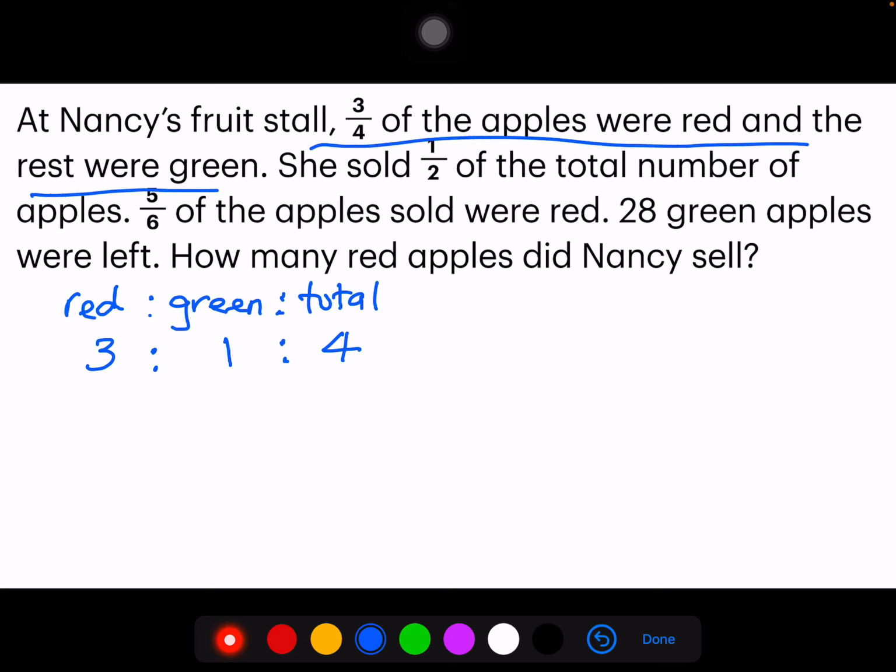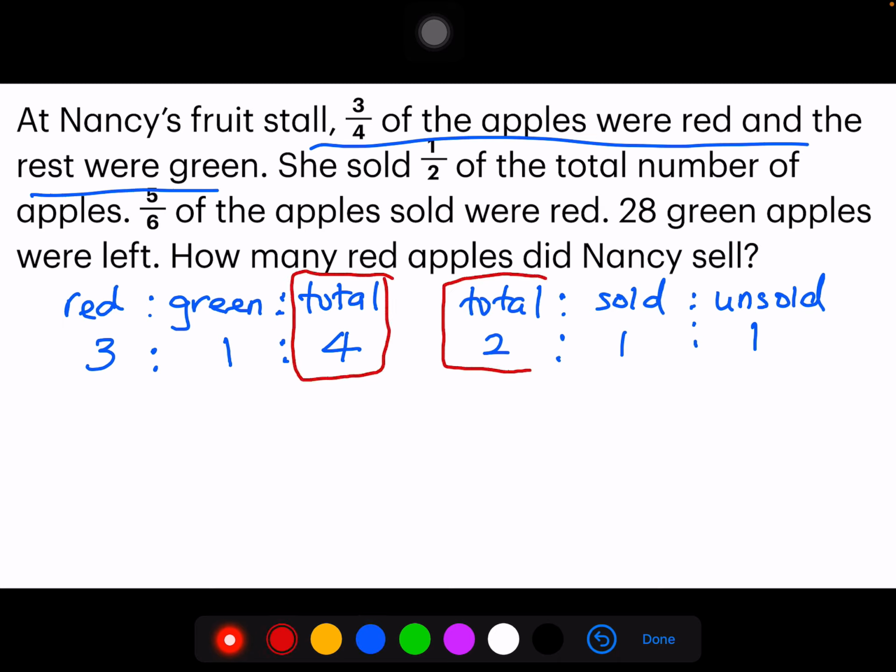Second, she says she sold half of the total of apples. So I will have total, which is 2 units, sold, 1 unit, unsold, another 1 unit. And bearing in mind, there is a constant total. Okay? Now let's read the next part of the sentence. It says, 5/6 of the apples sold were red. So let's take a look at this ratio that's in 1 here. 5/6. So I can change it to a ratio of 6.